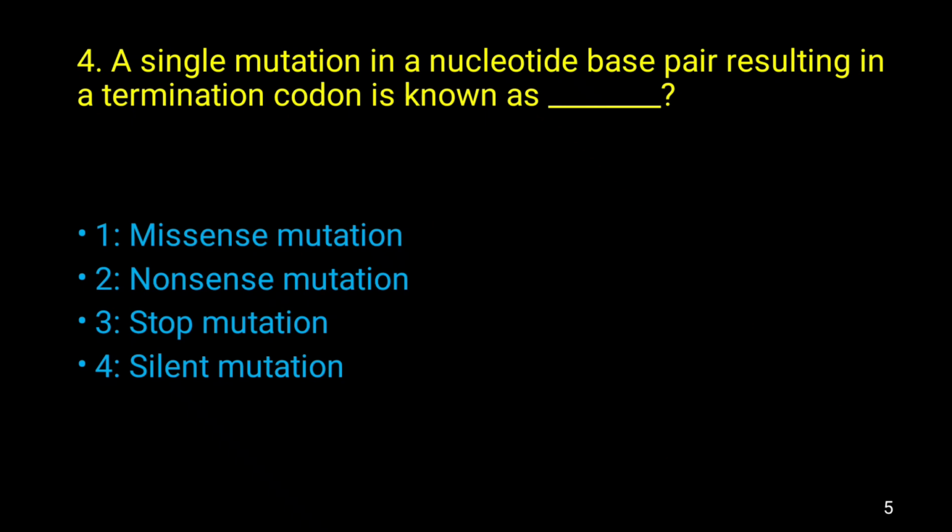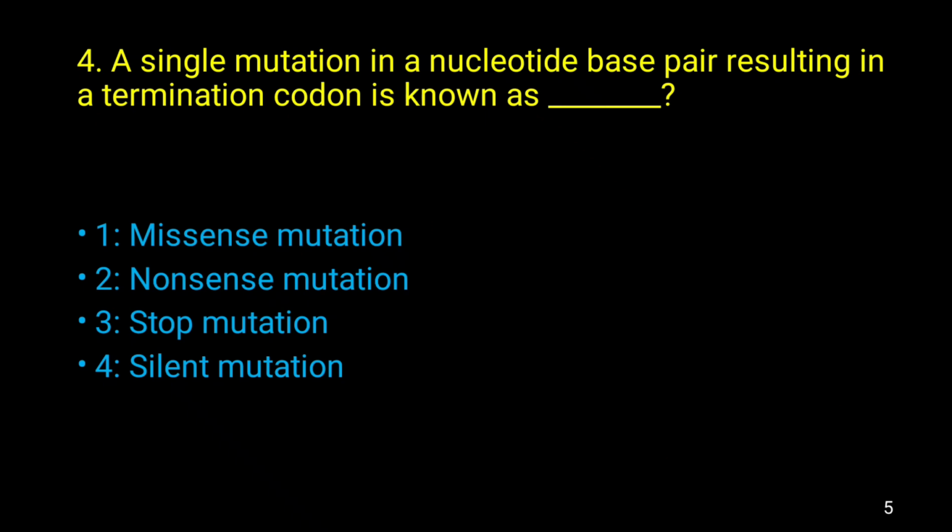Now, the next question is based on genetics. A single mutation in a nucleotide base pair resulting in a termination codon is known as what? Means a mutation is occurring in a nucleotide base pair, leading to the formation of a termination codon.